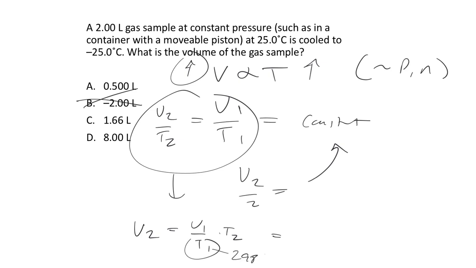So we have 298 Kelvin here for our T1, and our T2 is minus 25 degrees C, which is 273 minus 25, so that's 248 Kelvin. And then cooling should lead to a smaller volume as well, so we take our V1, just 2 liters, divide by 298, and then times 248, I get 1.66 liters.